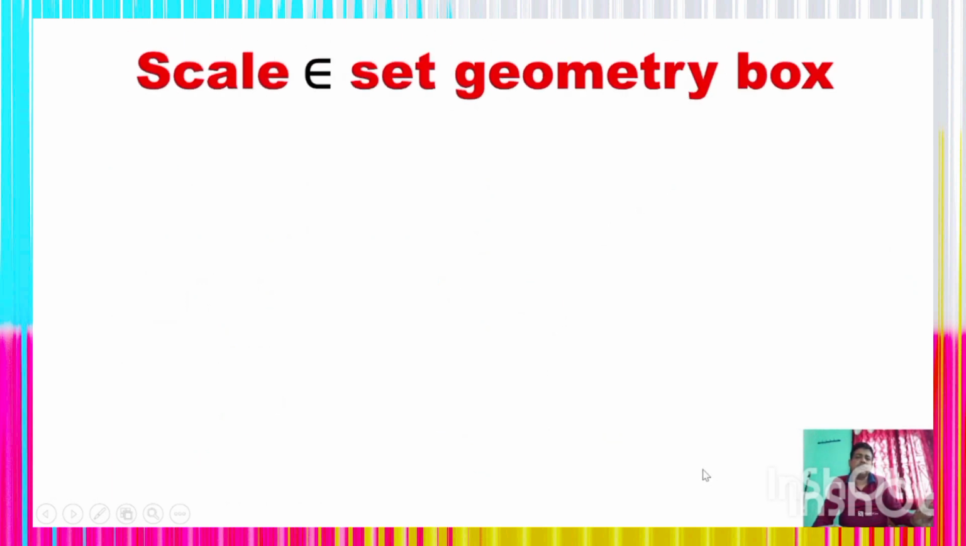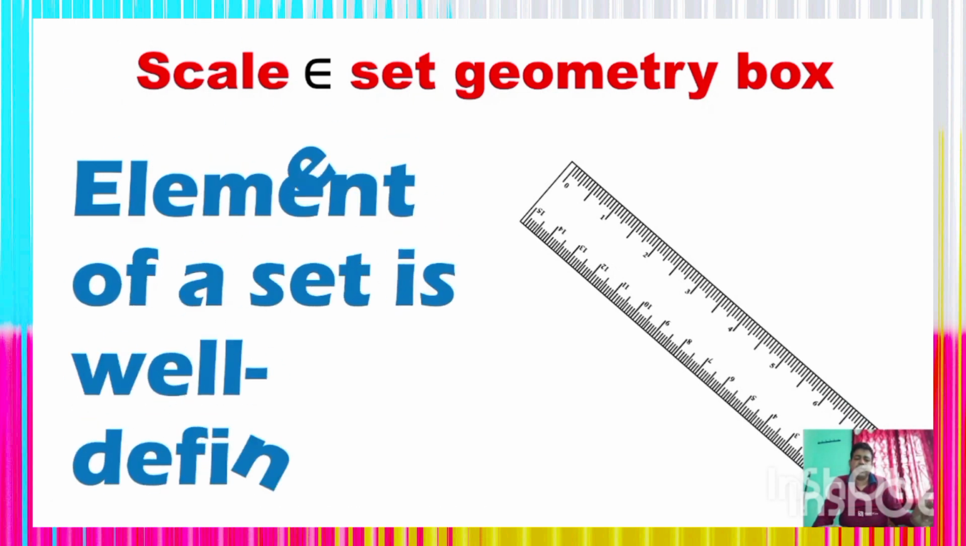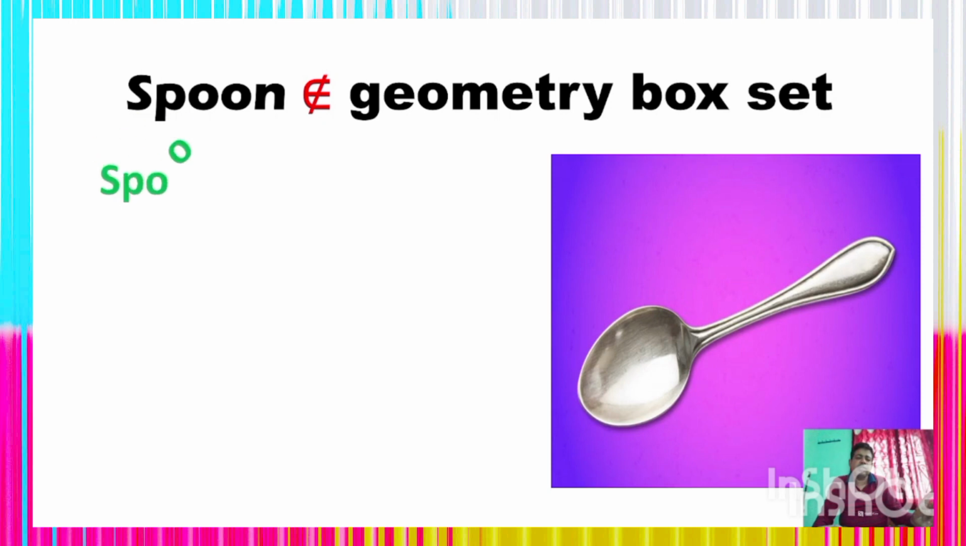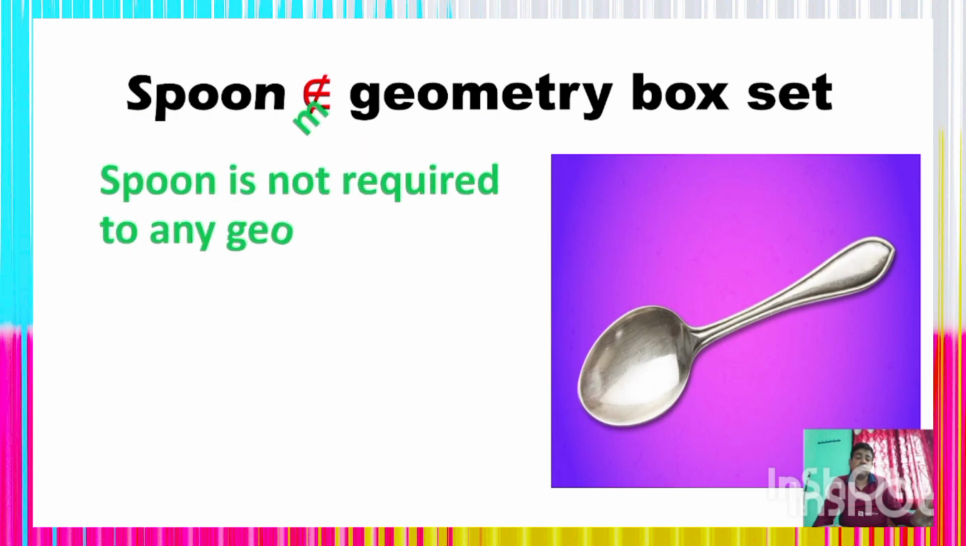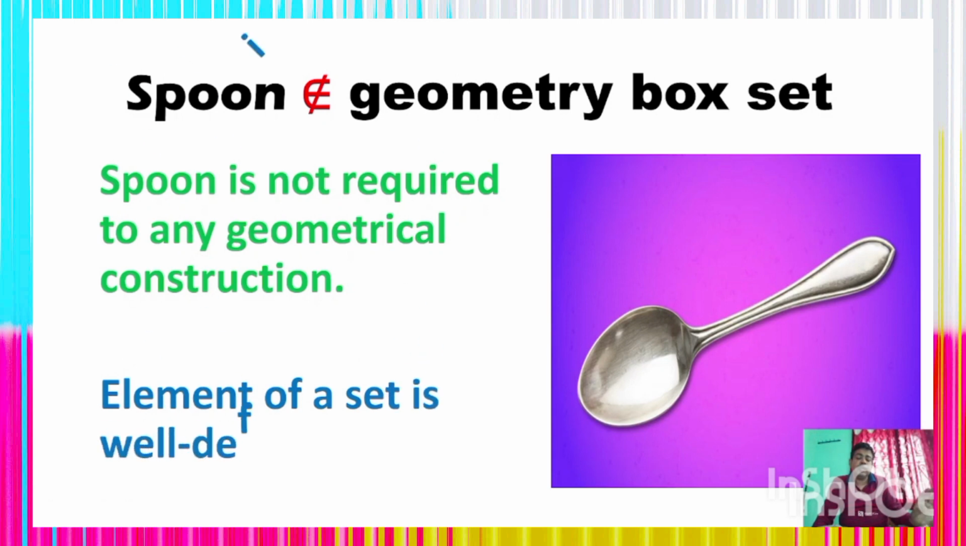Scale belongs to the set of geometry box. It is required to draw a line or for accurate measurement, without which we cannot draw a line segment and do geometrical construction. So the element of the set is well defined. But the spoon does not belong to the set of geometry box, because it is not required to construct any kind of construction. Spoon is not required for any kind of geometrical construction. So it is clearly understood that the element of a set is well defined, and a set is a collection of well defined elements.